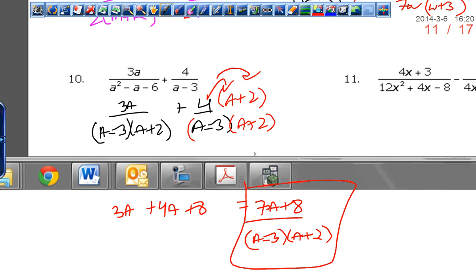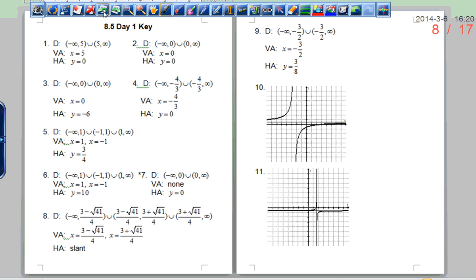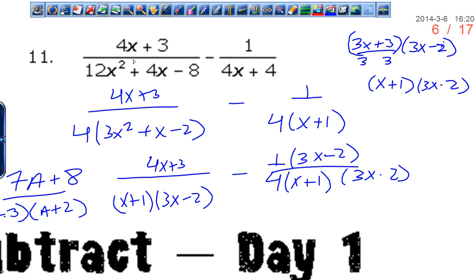Alrighty, that's about it. If you want to try number 11, pause it, and then I'll show you the answer. Here's your chance to pause. Paused, cool. And number 11, there you go.